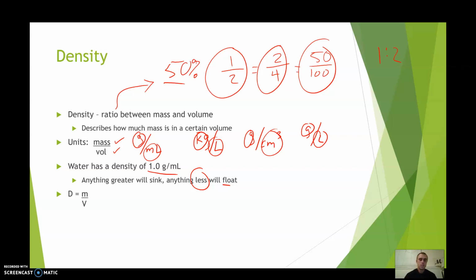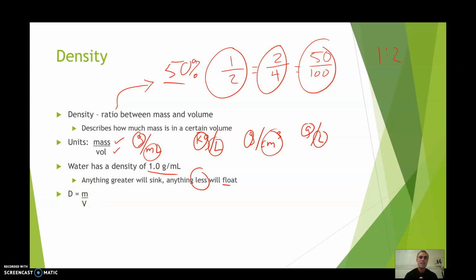The equation to solve for density is D equals M over V, mass over volume. Okay, so D is density, M is mass, V is volume. This is a very simple yet very important equation that we have to be able to remember and understand as we move forward. This is not going to be the first time or the only time this school year that we talk about density. So we need to be able to remember this. D equals m over v.